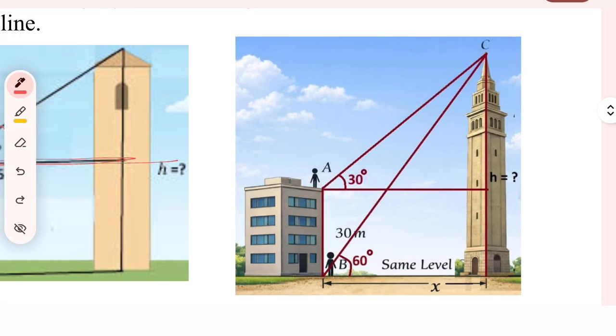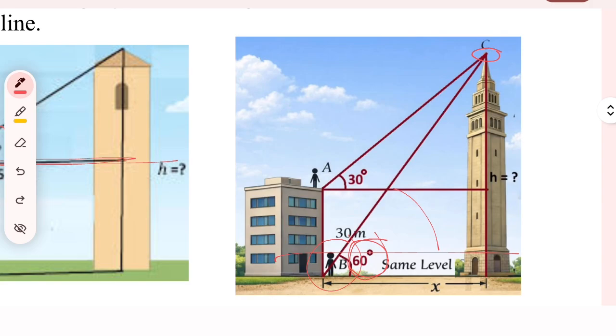Here is another example. If this is you here, you're on the ground and you look up to the top of the tower at point C. This angle, 60, is an angle of elevation, right? Because your line of sight is somewhere there and you look up. It's above. So when the angle is above your horizontal line of sight, it is an angle of elevation.